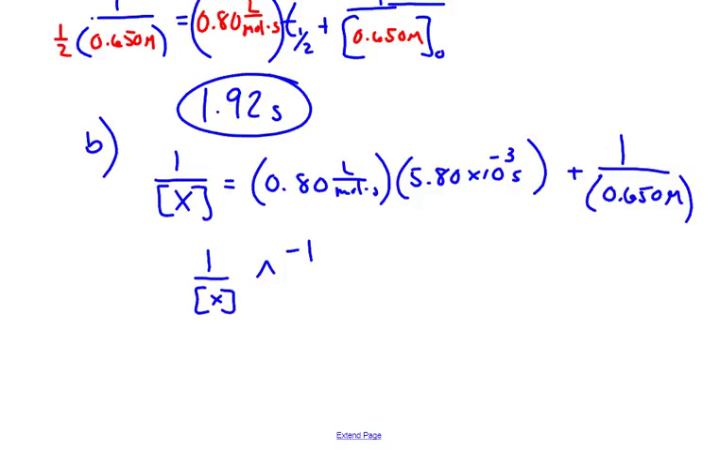Then you have to invert it. You have to flip it. So either to the negative first or 1 over that. So it's like 0.65 or 0.648.